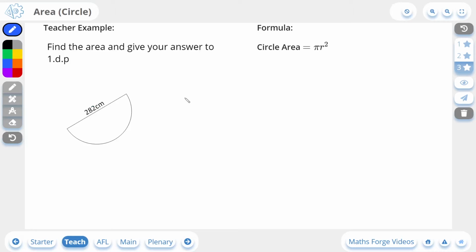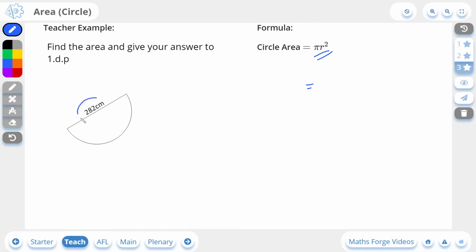Now let's do a 3-star example. Here we're being asked to find the area and to give our answer to one decimal place. So in this example, we're dealing with a semicircle, and the semicircle is half of a circle. So we're going to use the formula for the area of a circle, and note that this formula for the area of a circle is for the area of a full circle. Since we're dealing with half a circle, we're going to substitute the radius from the circle into this formula and then divide by 2. So let me show you what that looks like.